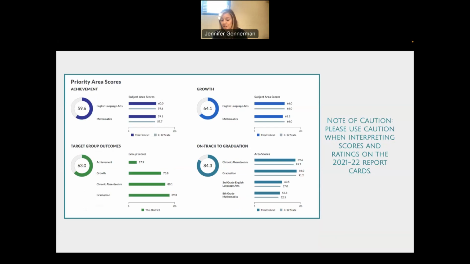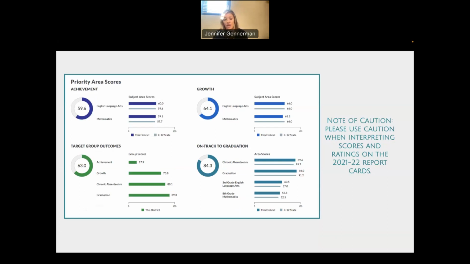Let's shift over a little bit to growth. The purpose of this area is to give schools and districts a single measure that summarizes how rapidly their students are gaining knowledge and skills from year to year. Our score was a 64.1. This area factors in scale scores from 2017-18, 18-19, 2021, 21-22 on the Forward, ACT Aspire, and ACT assessments. Again, full academic year students' test results are factored into this.